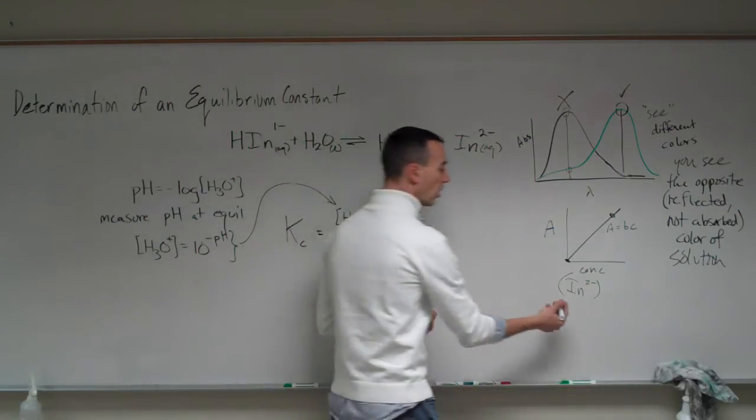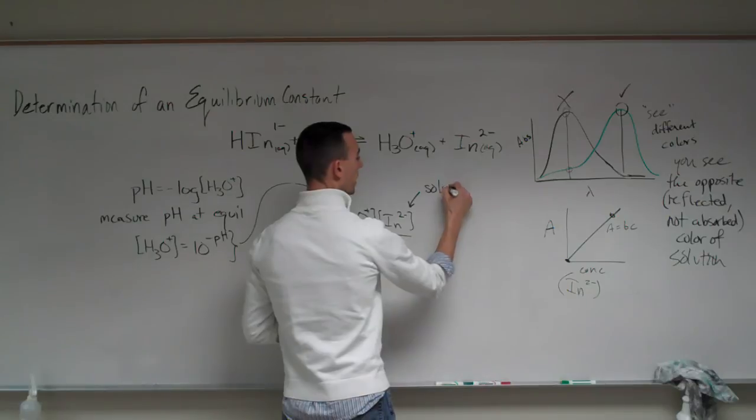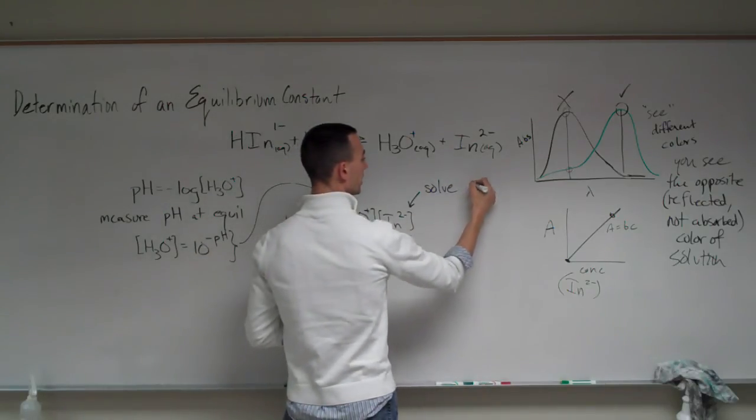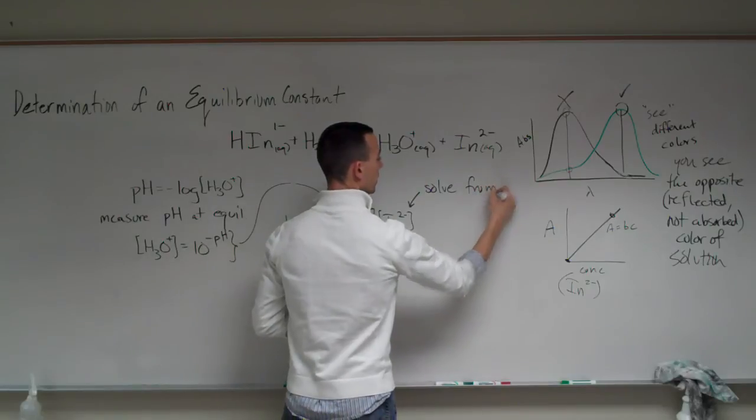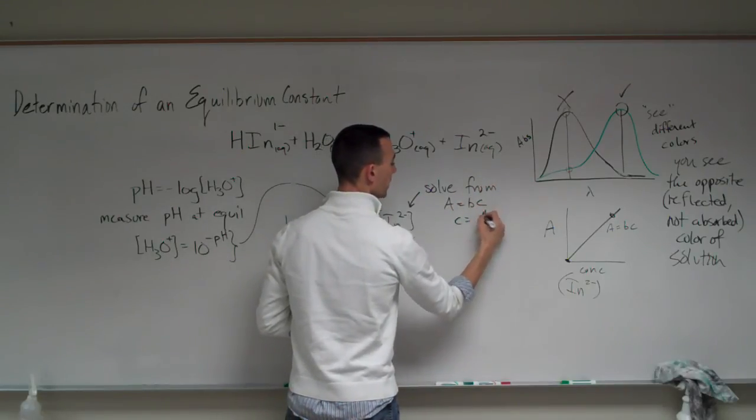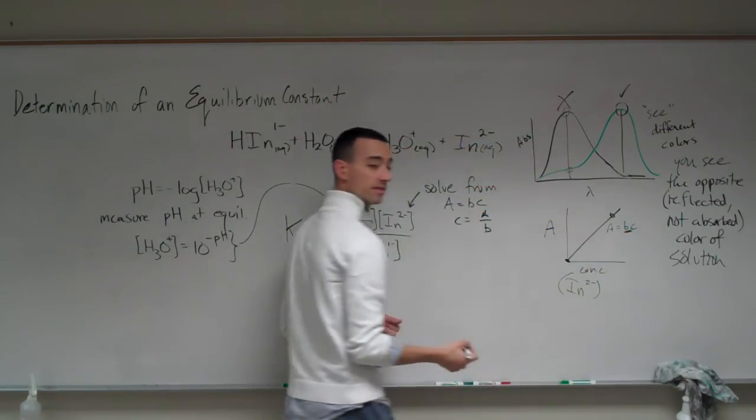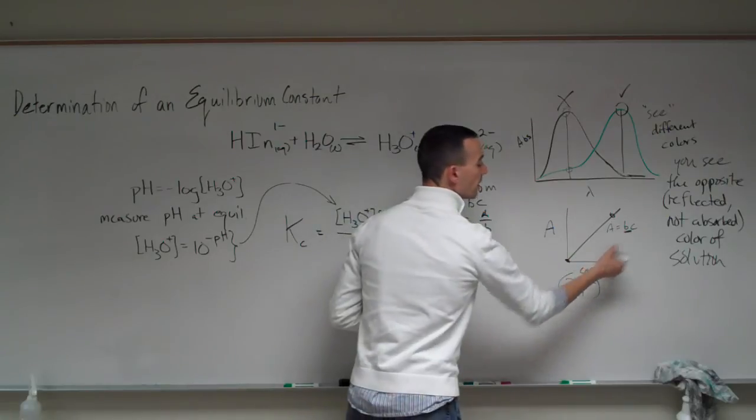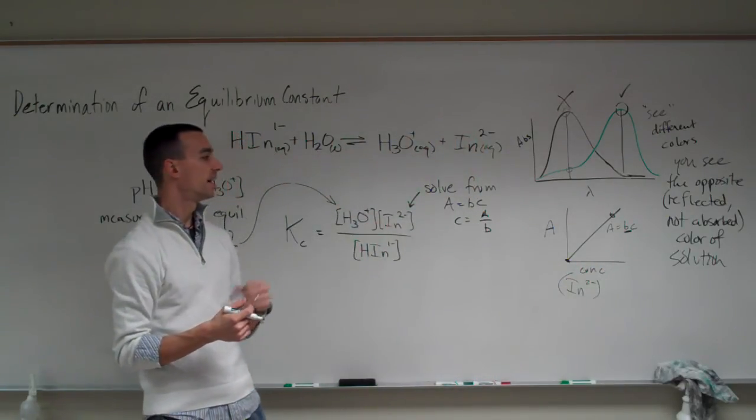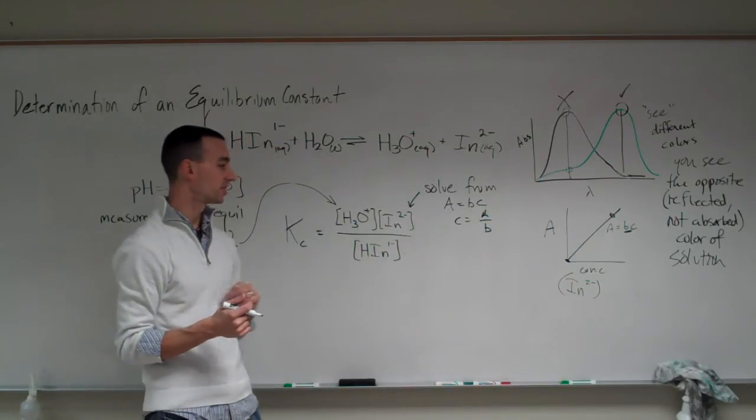And then you would solve for the amount of the deprotonated indicator at equilibrium from your A equals BC. So your concentration will be A divided by the B value that you'll find. Okay? You'll get B from the stock solution that you prepare and test, and then you will use that to calculate the concentrations of your equilibrium systems.